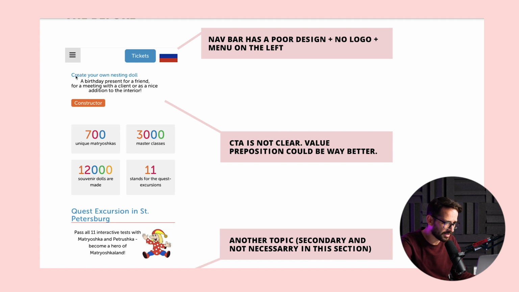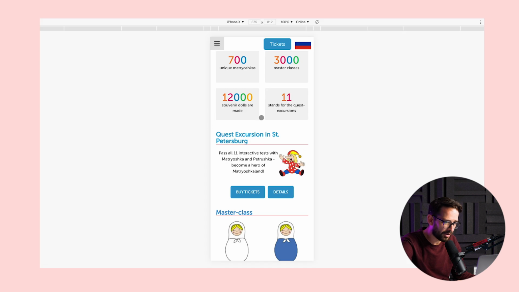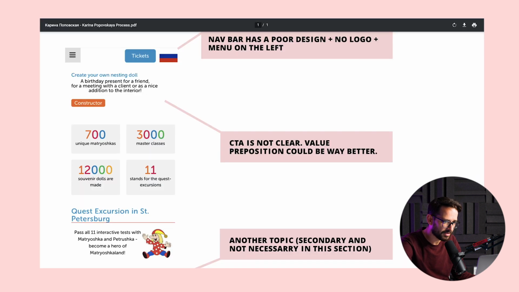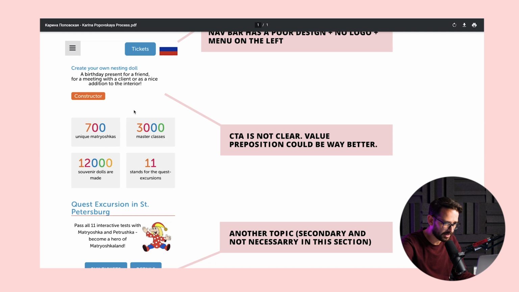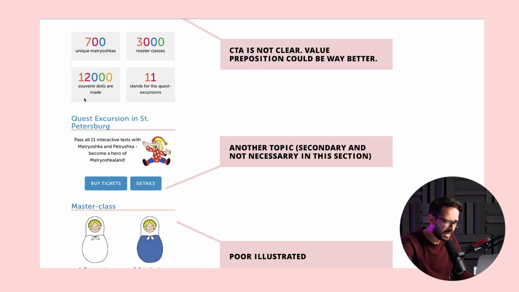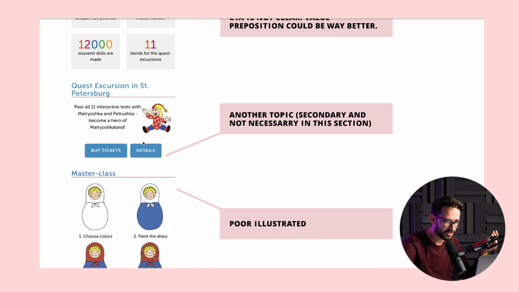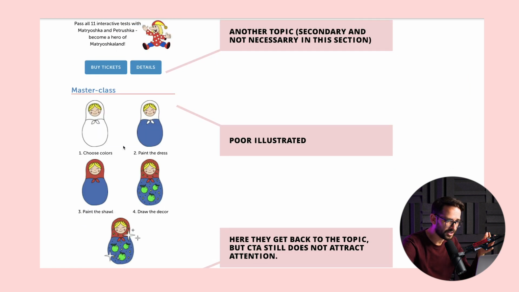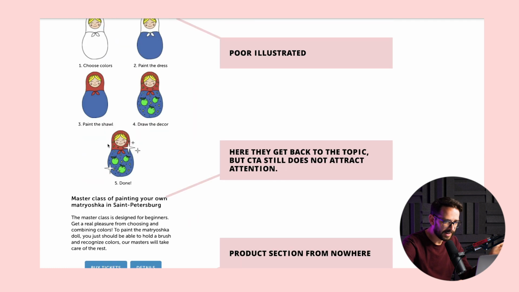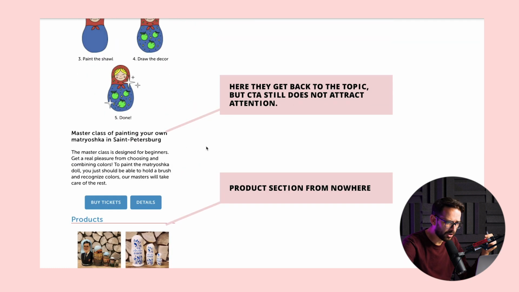Actually, here, at least it says create your own nesting dolls, but here I don't even see that. So that's like her screenshot is better than what I'm seeing here. Then she's mentioning they're jumping off to another offering. So while they focus most of their efforts on these workshops, all of a sudden they're talking about excursions. So it's just distraction. The illustrations are kind of poor quality. They get back to the topic, but they're not attracting attention to it. I guess hierarchies are also not very good here, right?